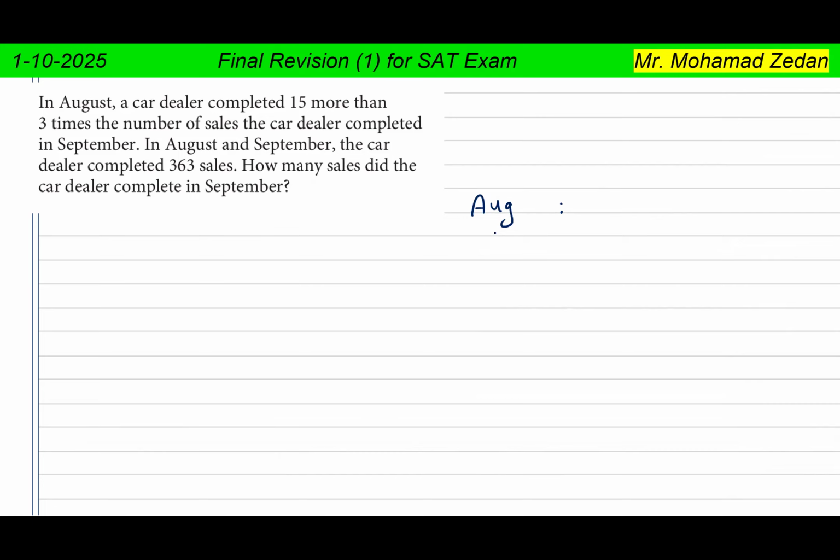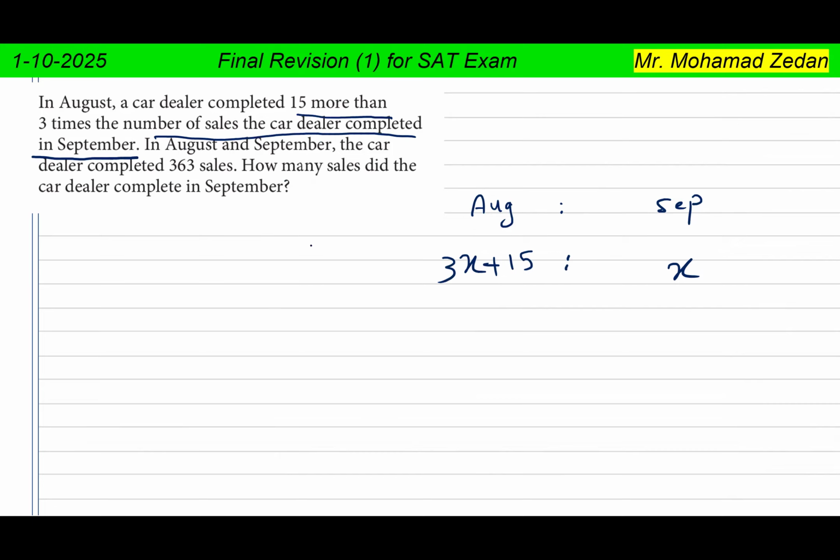It's better to assign that, just write August and then we have September. August, the car dealer completed 15 more, just 15 plus, 3 times the number of sales the car dealer completed in September. Look at this phrase: number of sales the car dealer completed in September, make it x for example, and write it here. So now we supposed in an algebraic expression the number of cars the dealer made in both August and September.